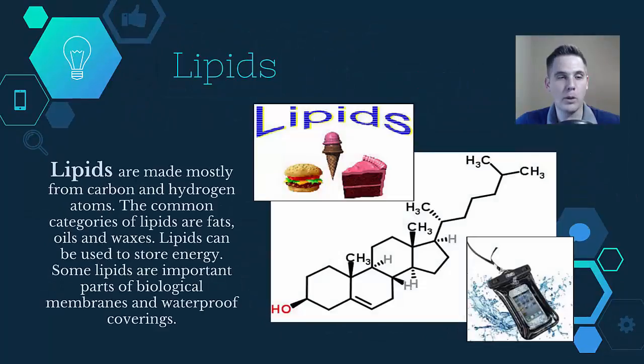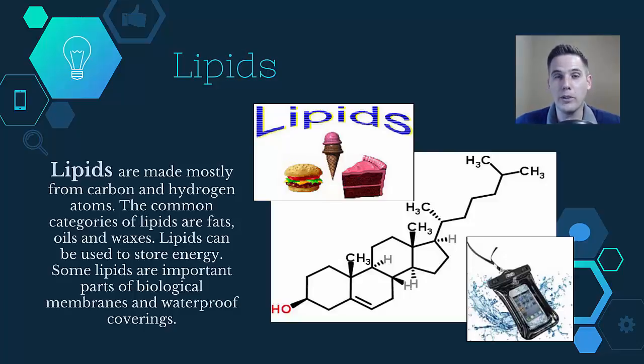So lipids are mostly made from carbon and hydrogen atoms. And the most common category of lipids are fats, oils, and waxes. The reason why we want lipids is because lipids can store energy. Now, it is possible that we can have too much and store too much energy in those lipids, but we don't want to have none either. That's why having 0% body fat would be dangerous and deadly to you.